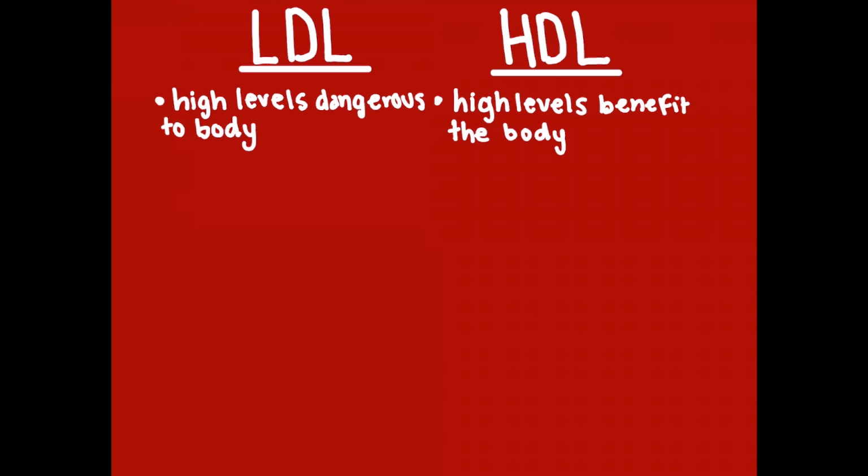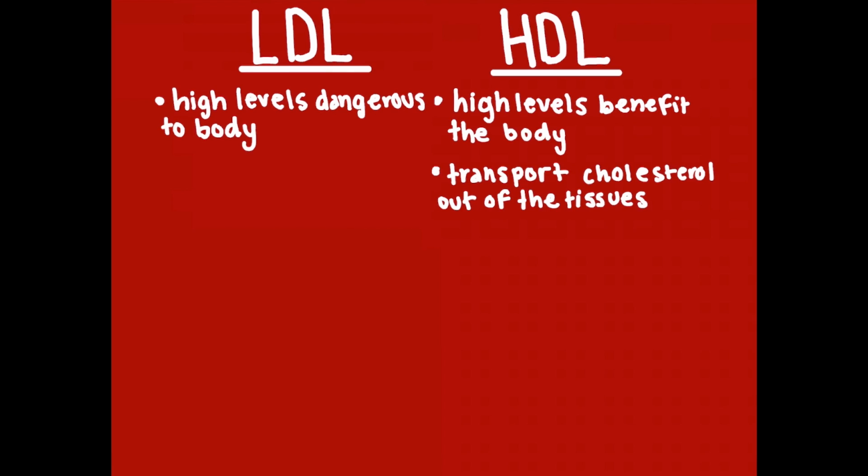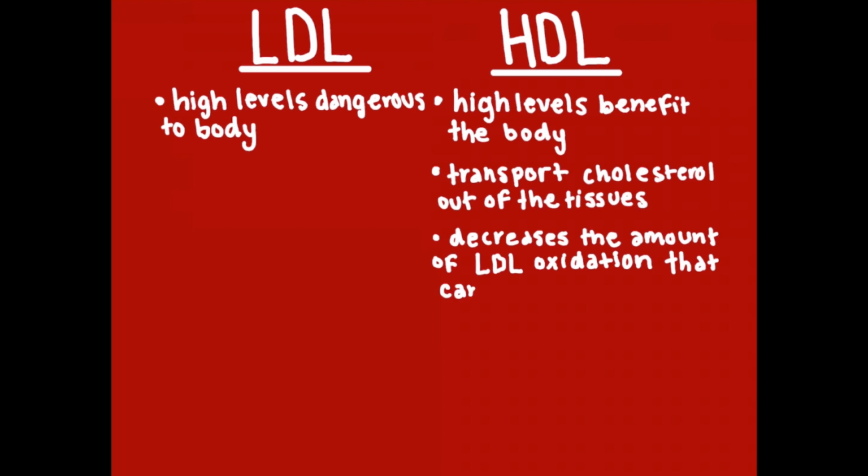As a result, atherosclerosis is a main factor in coronary heart disease, which can lead to heart attack, stroke, and death. While increased levels of LDL are dangerous to the body, increased levels of HDL actually benefit the body. This is because HDL transports cholesterol out of the tissues and blood to the liver, and then in the liver, cholesterol is broken down into bile salts, which can be excreted from the body as a waste product. By decreasing the concentration of cholesterol in the blood and tissues, the high concentration of HDL thus decreases the amount of LDL oxidation that can occur.